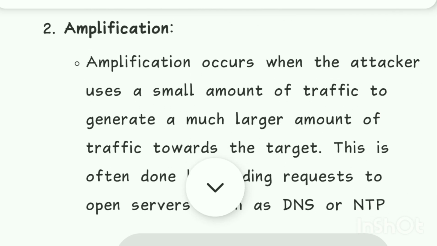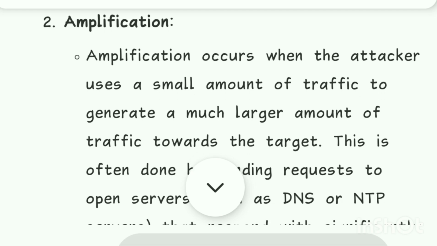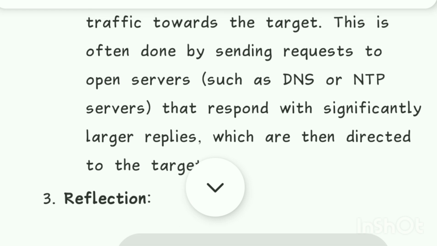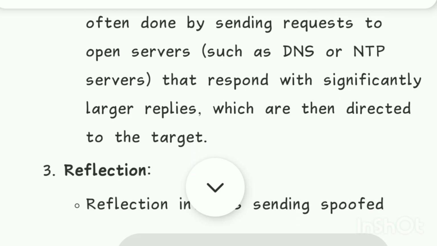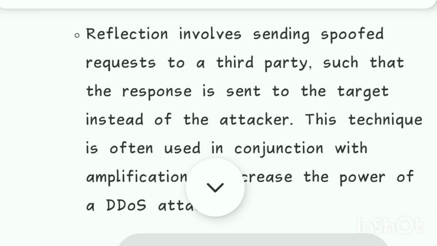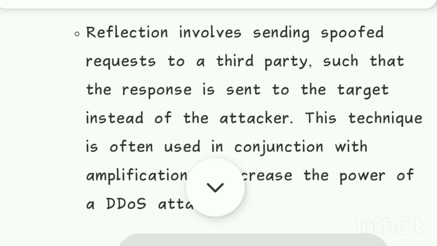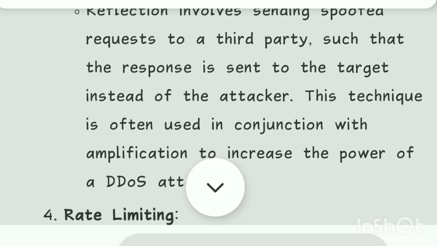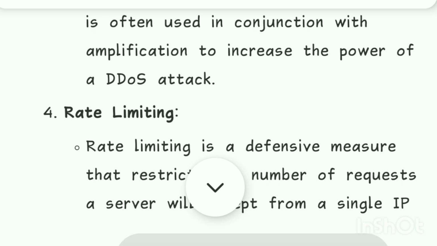2. Amplification. Amplification occurs when the attacker uses a small amount of traffic to generate a much larger amount of traffic towards the target. This is often done by sending requests to open servers, such as DNS or NTP servers, that respond with significantly larger replies, which are then directed to the target. 3. Reflection. Reflection involves sending spoofed requests to a third party such that the response is sent to the target instead of the attacker. This technique is often used in conjunction with amplification to increase the power of a DDoS attack.